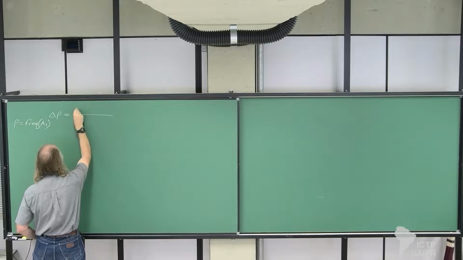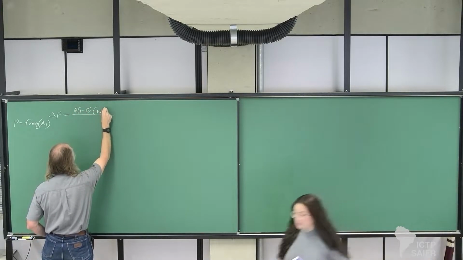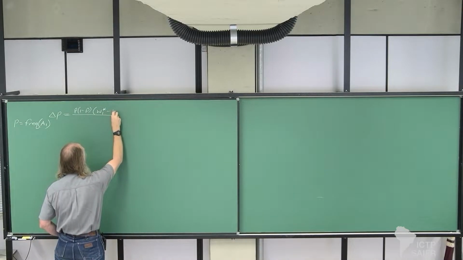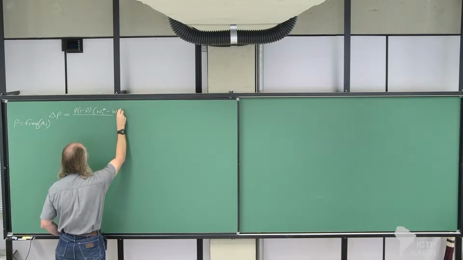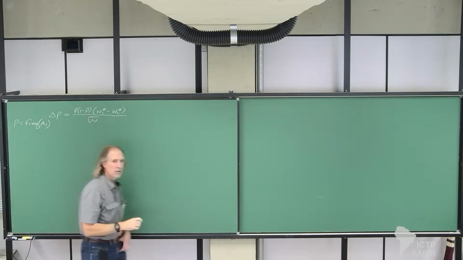There was a P times 1 minus P times the marginal fitness of A1 minus the marginal fitness of A2 divided by mean population fitness.